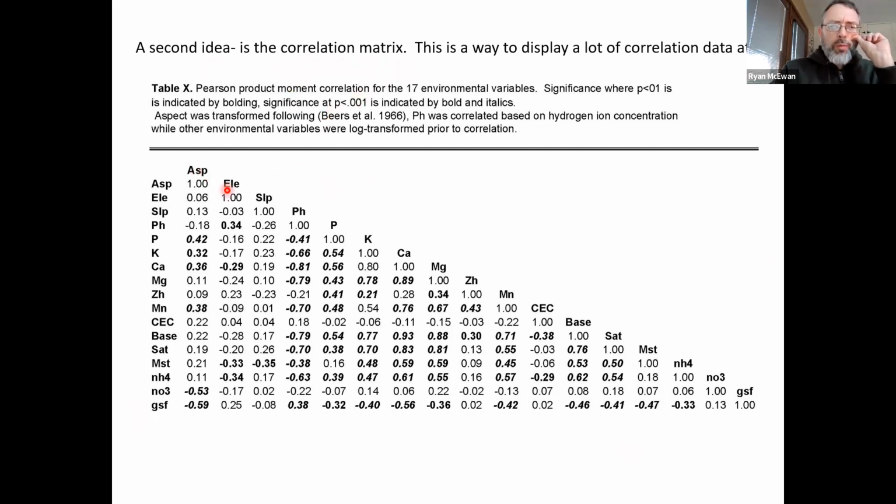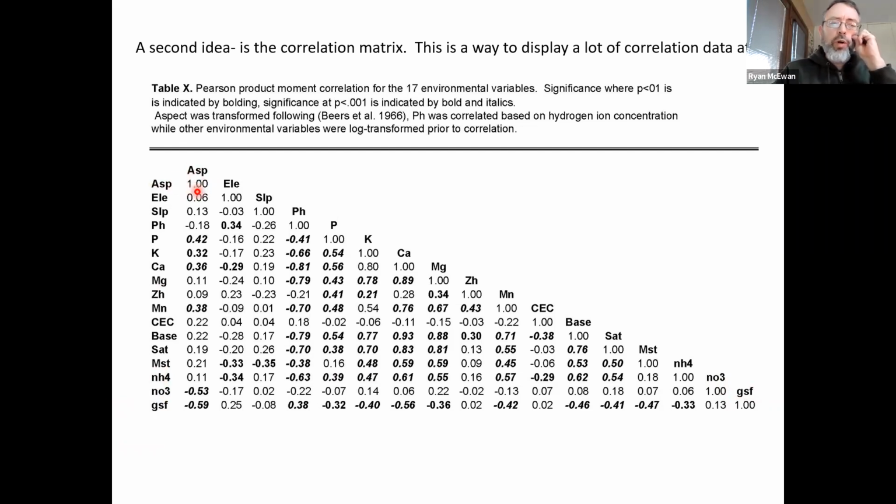You don't know what these are, but these are all a bunch of different values that had been measured on some plots. Aspect, elevation, slope, pH of the soil, phosphorus in the soil, calcium in the soil, cation exchange capacity. This is actually a measure of light. And here are all those values again this way, and everywhere they cross is their correlation.